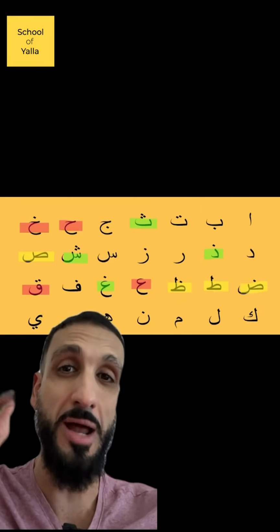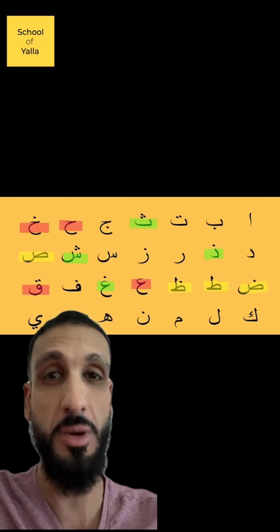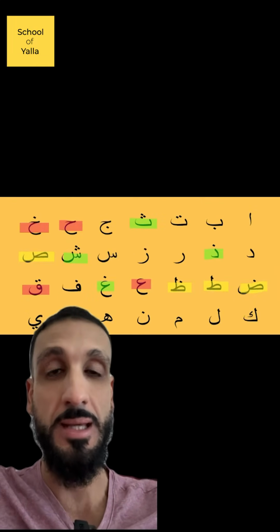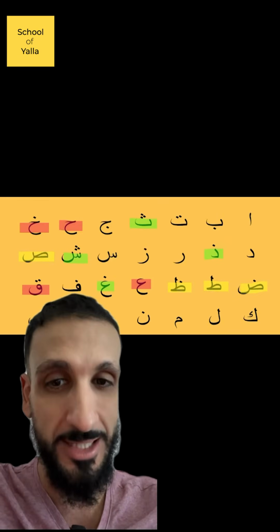I recently did a video about Arabic letters and we talked about the ones highlighted in green, in the sense that they don't exist in English, but you can probably already make the sounds. Now today I'm going to talk about the letters highlighted in yellow and red. And for the record, the ones that are not highlighted already have an equivalent in English, okay?